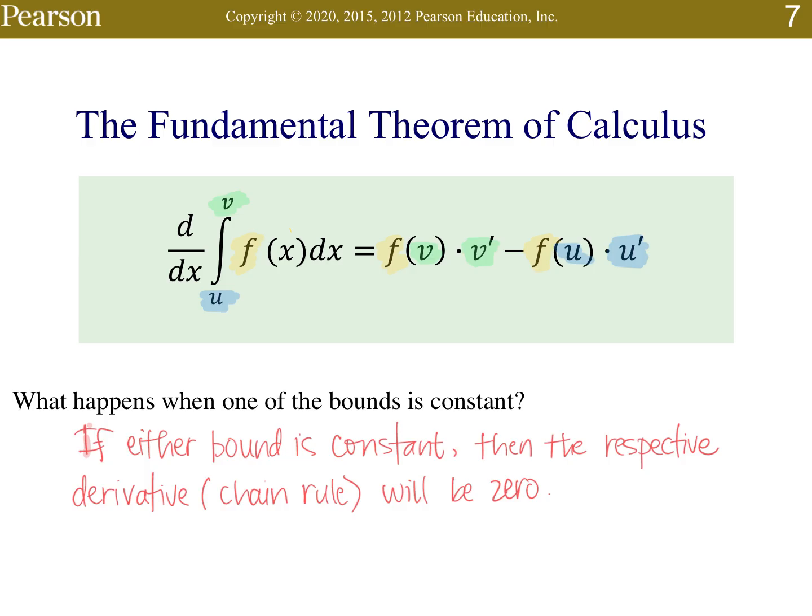So if both bounds are constant, the derivative is a slam dunk 0. If only one of the bounds is constant, then the derivative of that part of it is 0, but not the derivative of the other part, because that's still a variable. Because the area isn't closed. It's going from 2 to x, 2 to an unknown.